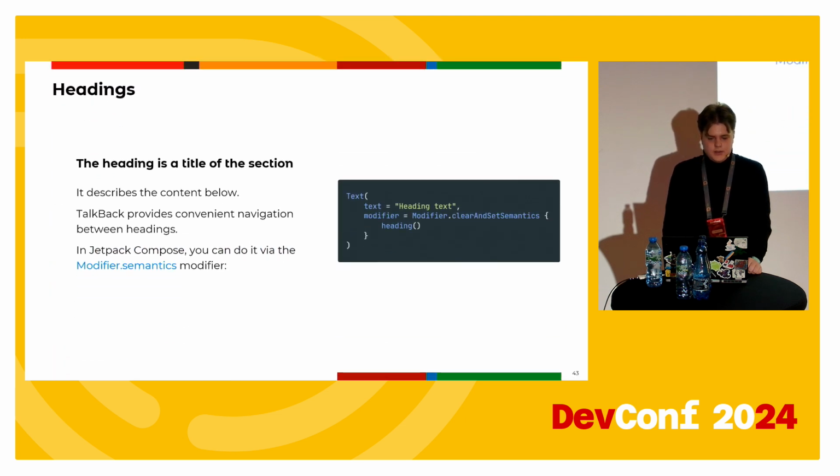The heading is the title of a section. It describes the content below. TalkBack provides convenient navigation between headings. If there is a lot of text with headings on the screen, for example, there is a list of sublists that are also labeled with headings, you need to assign the heading semantics to them.